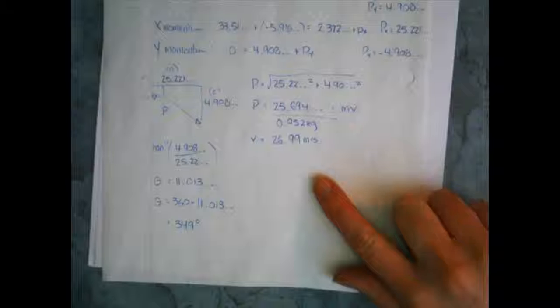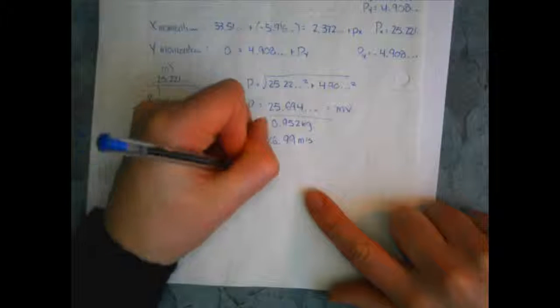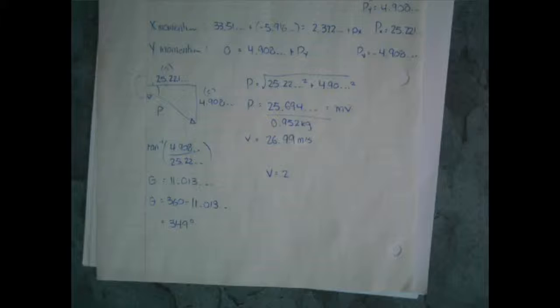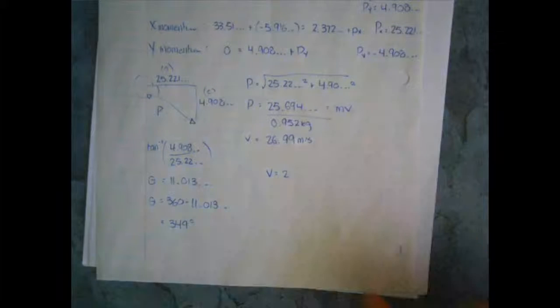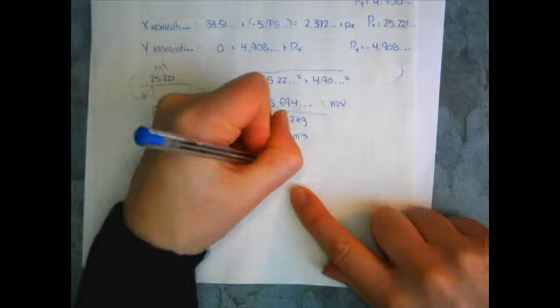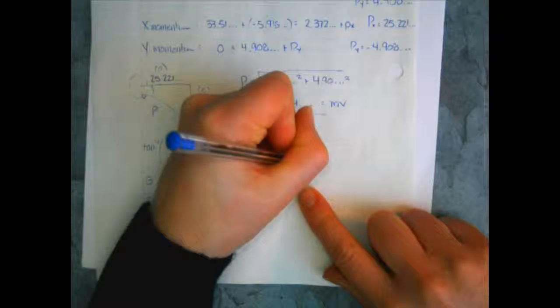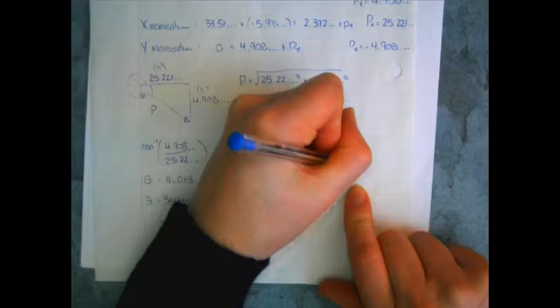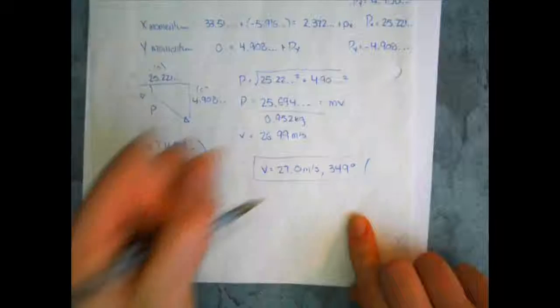So now we can say that the velocity is 20. Let me just have a look at the sig-digs here. 1, 2, 3, 1, 2, 3, 1, 2, 3. Looks like we're limited to 3, so we're going to round this whole thing up to 27.0 meters per second at 349 degrees. Okay, and so that's our final answer.